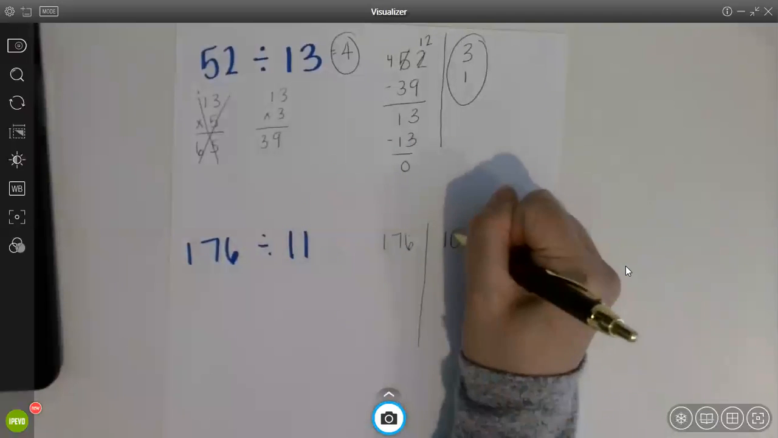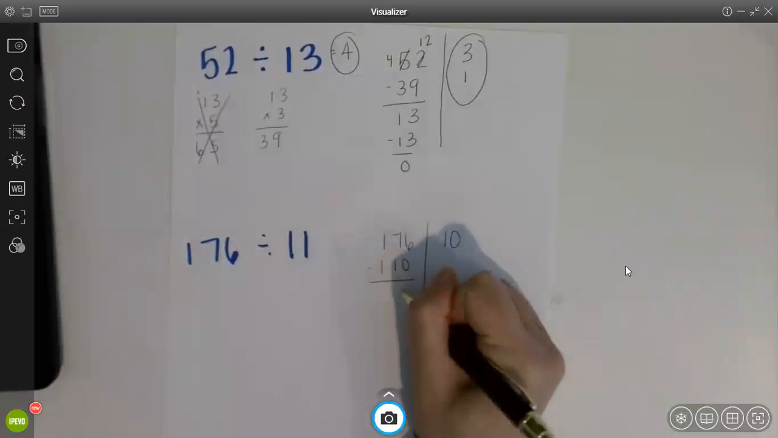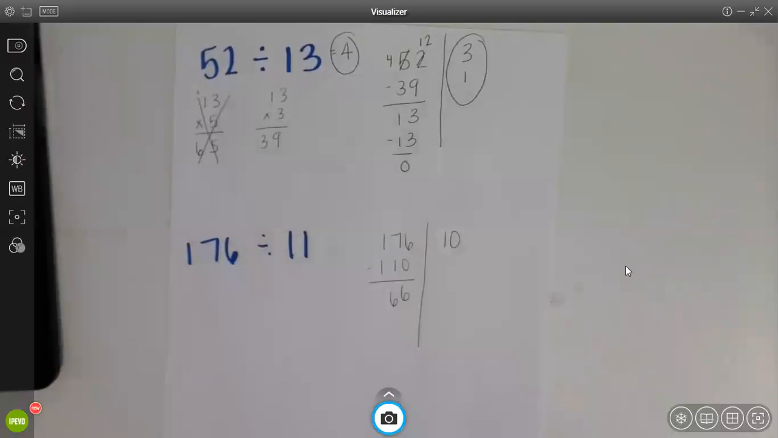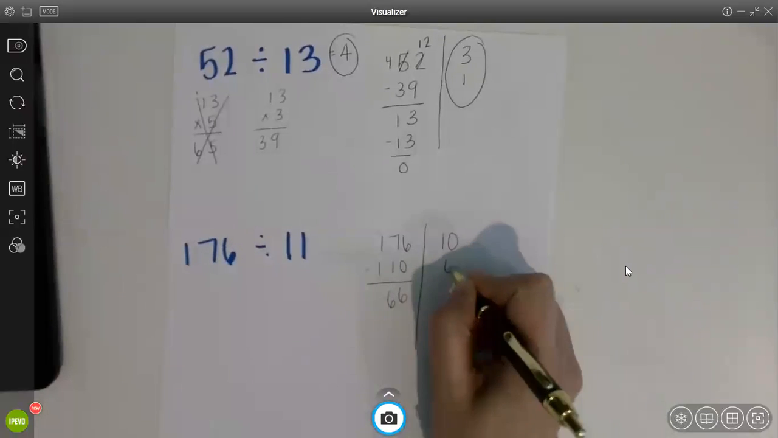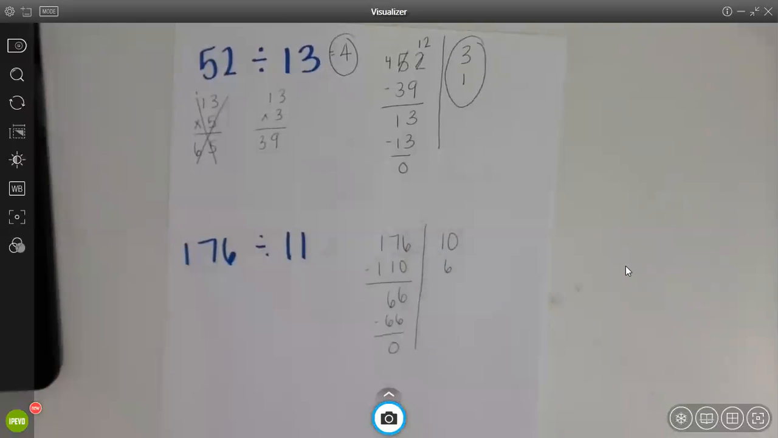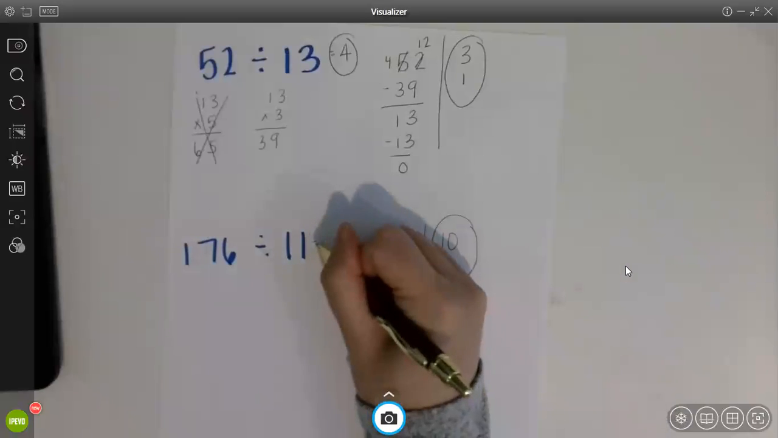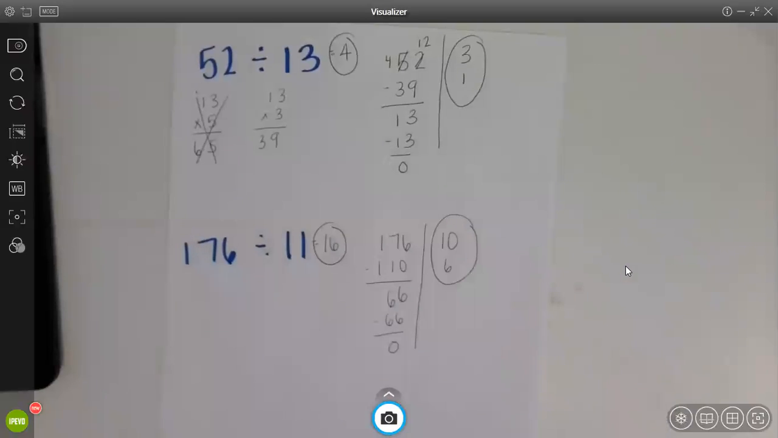So I'll put the 10 over here. 10 times 11 is 110, so I'll subtract that, and I get 66. So hopefully when you see 66, you know how many 11s are in 66, 6. So I'll put them over here. 6 times 11 is exactly 66, so I get 0, and then this is my answer, 10 and 6, which is 16.